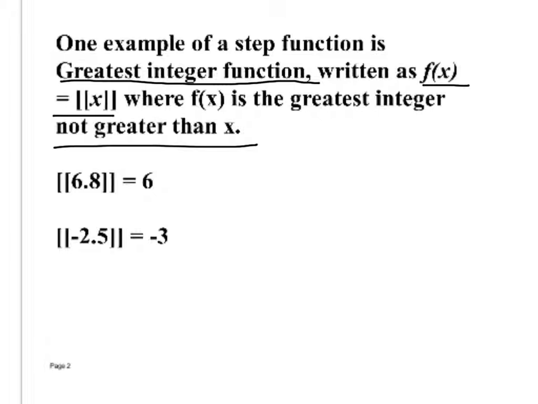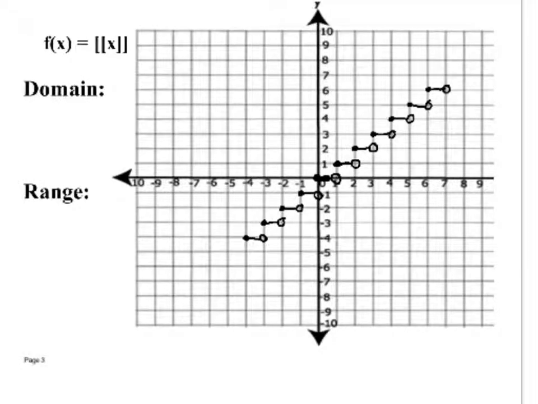Negative 2.5. What's the greatest integer not greater than negative 2.5? Well, if I went negative 2, isn't that greater than negative 2.5? Yes, so I can't do that. So what's the greatest integer up to negative 2.5? Negative 3. All right. So now everybody have this written down? Please get this. So this is our parent function. I want you to write this down.